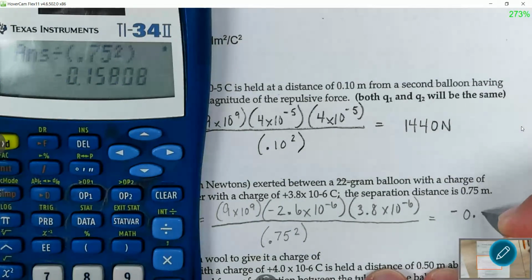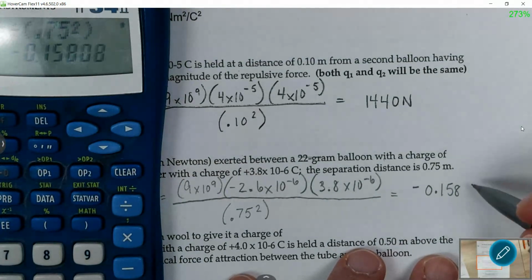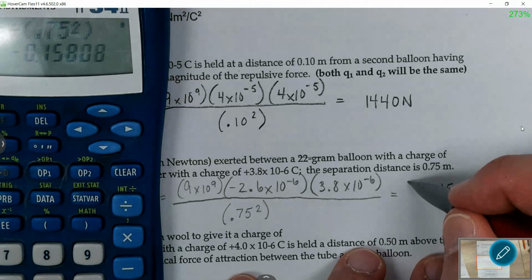negative 0.158. If you rounded it to 2 decimals, you could put 0.16, but I'm going to leave it at that, and that will be in newtons.